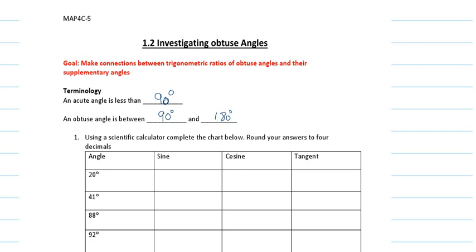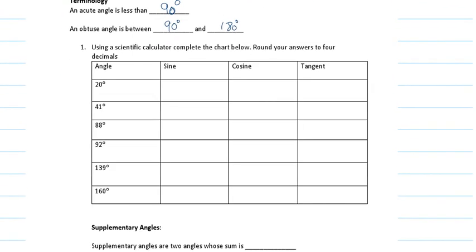Okay? So the first thing we're going to do right now, we're going to get our calculator out and start punching in sine, cosine, and tan for each of the angles. Okay? And then we're going to record them to 4 decimal places. Okay?